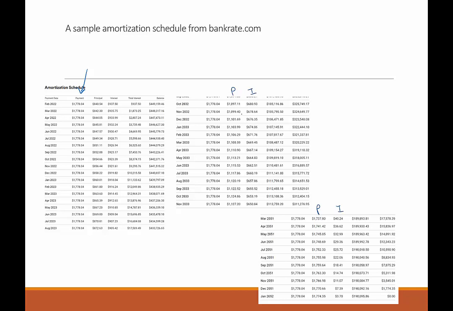Then as we get into the final months of the loan, you'll see the principal, remember that monthly payment's $1,778. Now we're paying $1,737. So we're almost entirely paying principal by the end of this loan in March 2051. And that very last payment, you're only paying $3.70 in interest.